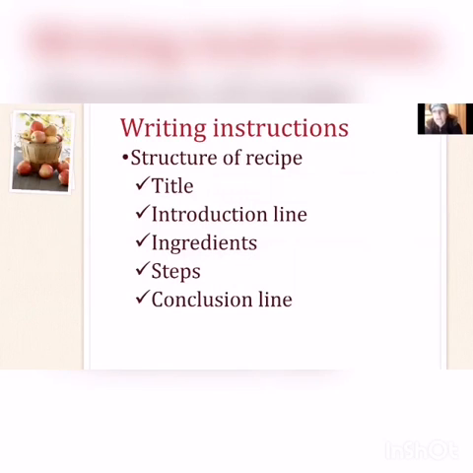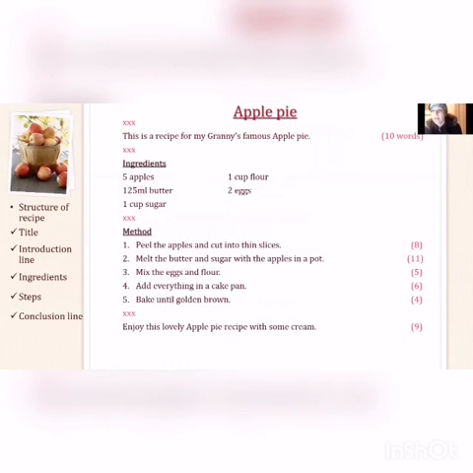And let's look at the structure of the recipe. In other words, how the recipe should look when we write it down. Okay, so this is a recipe for apple pie. Do you see at the top, I have my title. That's the first thing we need to write down, a title. And then we leave a line open. Then we have to tell people now what this recipe is about.